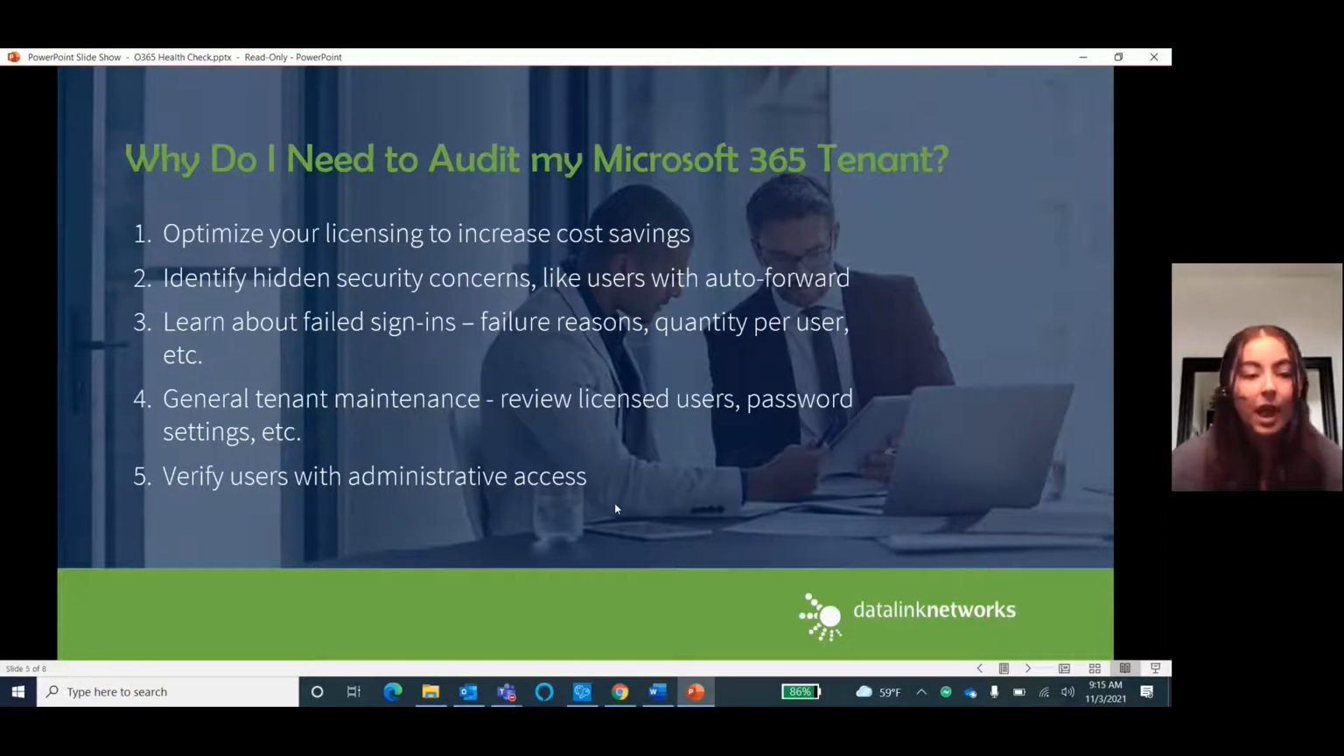So just generally reviewing those licensed users, making sure they still work there and they have the licenses that they need. And verifying users with administrative access. Not everyone in your organization is going to need admin access, and we want to typically work with the least access that they need. It's better to give them just exactly what they need to get their job done than to give them everything but the kitchen sink, and that presents a security risk. So reviewing them, making sure everything looks correct, and making those adjustments if necessary. So those are all really great reasons to audit your environment.